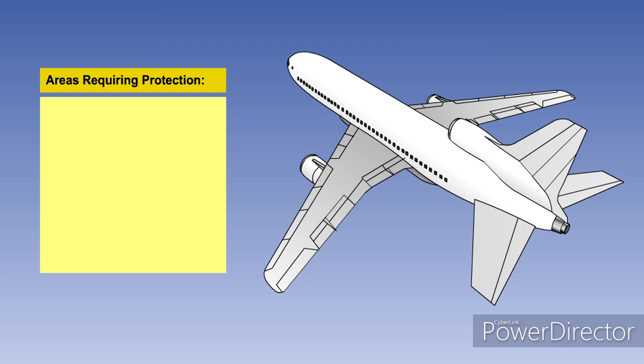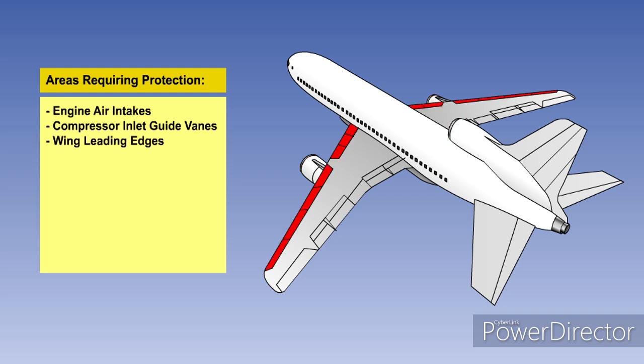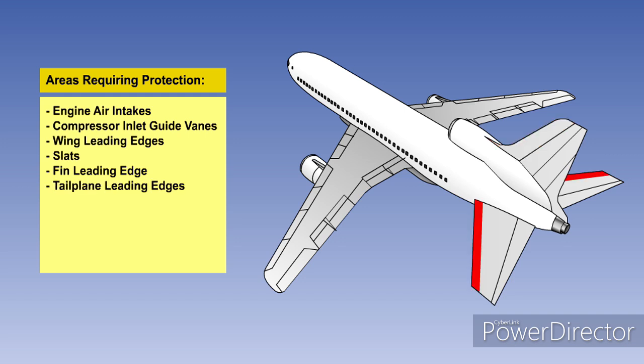The following systems and components need to be protected from ice and rain. The engine air intakes and compressor inlet guide vanes need to be protected, as do the wing leading edges, along with slats if they are fitted. On some, but not all aircraft types, the fin and tailplane leading edges are also protected.